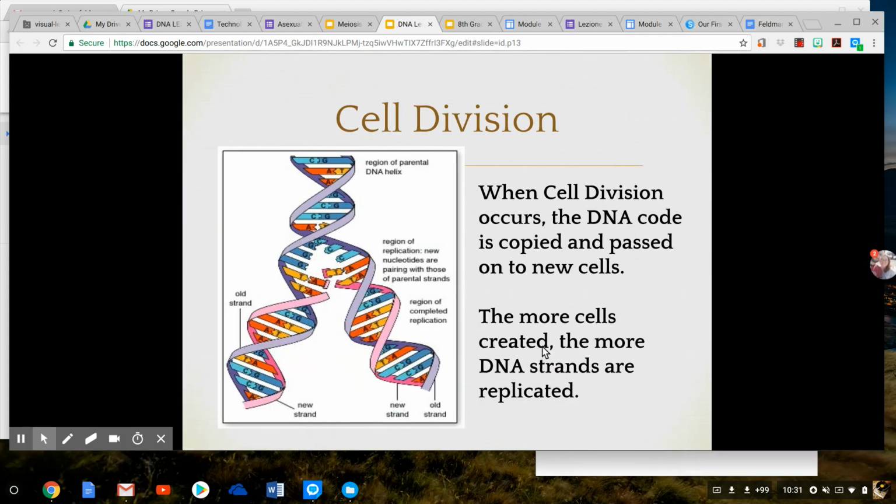And then here we go to cell division. Now we talked about cell division and asexual reproduction, which was called mitosis. Now DNA doesn't do that. When DNA divides, the DNA code is copied and passed on to new cells. And the more cells created, the more DNA strands are replicated. That's how DNA spreads throughout your body.